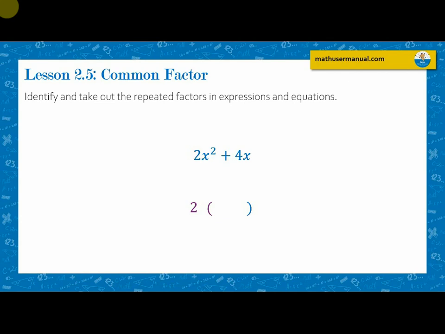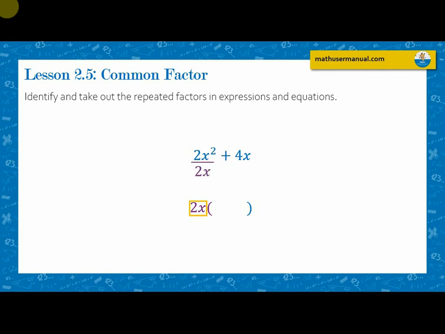But there is a second common factor because they both have an x. One of them is x squared, the other one is an x. So what is the common factor? We can take away an x out of them. And then if we have more than one common factor, all we have to do is divide each of the terms in the expression by that common factor.